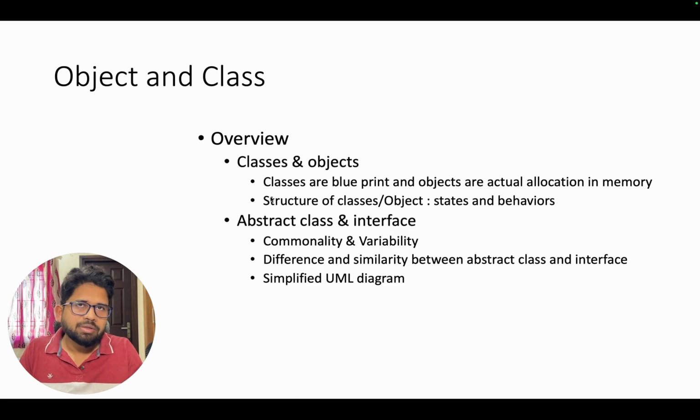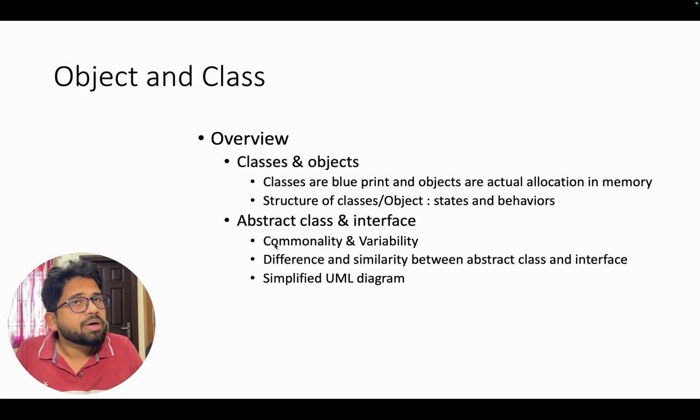We'll see it with the help of Java code as well. Then we'll also see the structure of any class or object, and again we'll see it with the help of a code example. Then we'll also see abstract classes and interfaces, because there are 4 pillars of object oriented programming. So before talking about them, we need to have some understanding of what an abstract class and an interface are. So we'll talk about that.